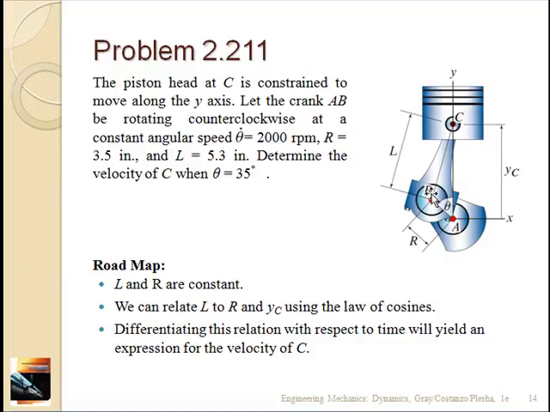The crank AB is rotating counterclockwise at a constant angular velocity of 2,000 rotations per minute. The radius of this arm AB is 3.5 inches. The length of this arm here is 5.3 inches, and we'd like to know the velocity of C when theta, this angle between AB and the vertical, is 35 degrees.